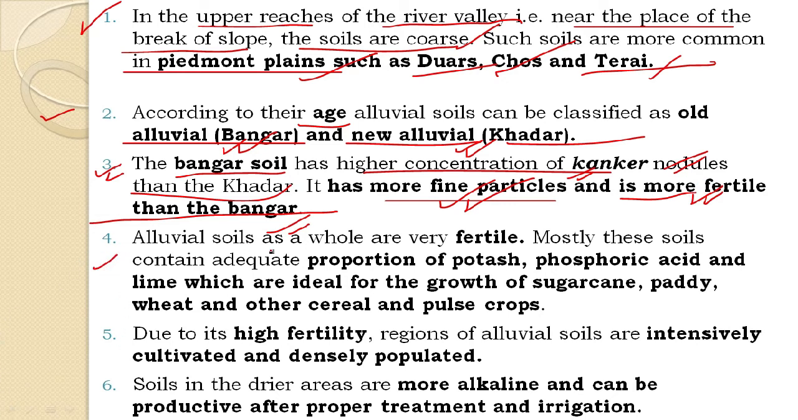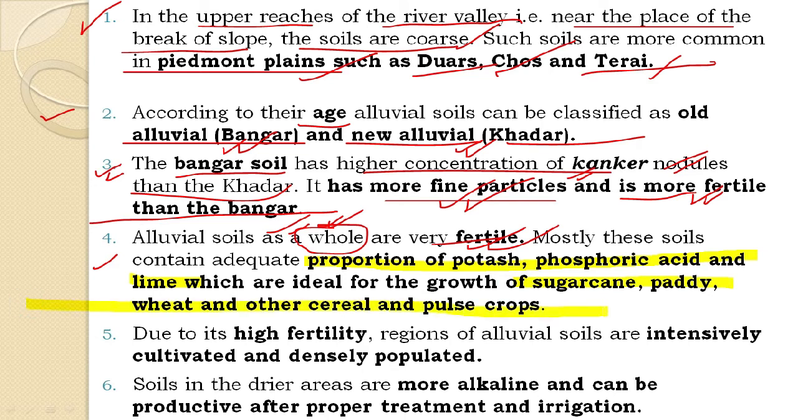Let us see point number 4. It says alluvial soils as a whole are very fertile. Now why are these soils, either the Bhangar or Khadar, very fertile? We will not go specifically into Bhangar or Khadar. We see most of these soils contain an adequate proportion of potash, phosphoric acid, lime, which is ideal for the growth of sugarcane, paddy, wheat and other cereal and pulse crops. Students, this is an important point. When you study the fertility of soils, you need to memorize what kind of nutrients it actually contains, because these nutrients make the soil fertile. So this could be directly asked: what are the nutrients contained by the alluvial soil which make it very fertile?